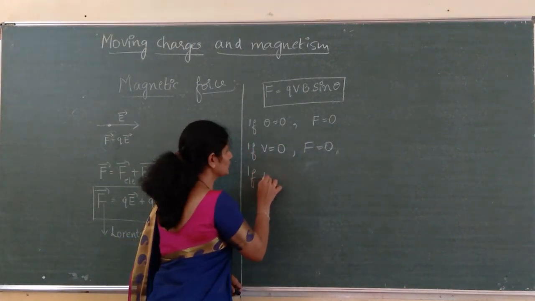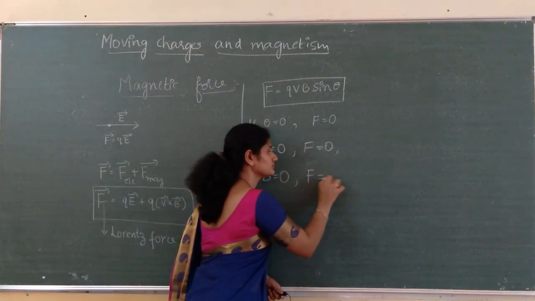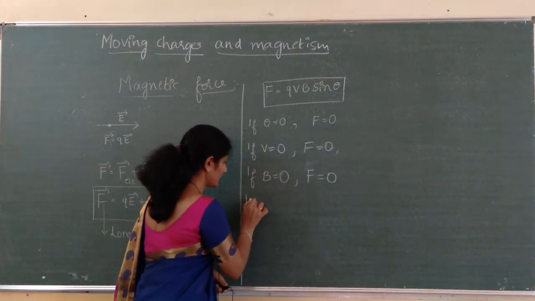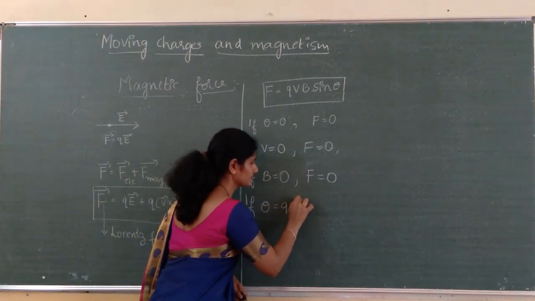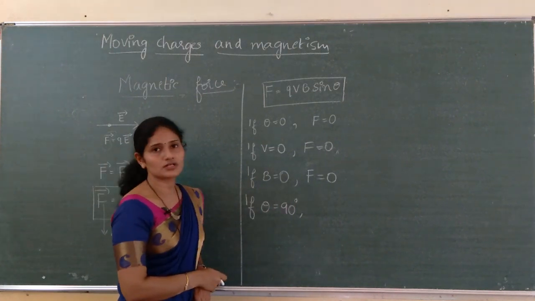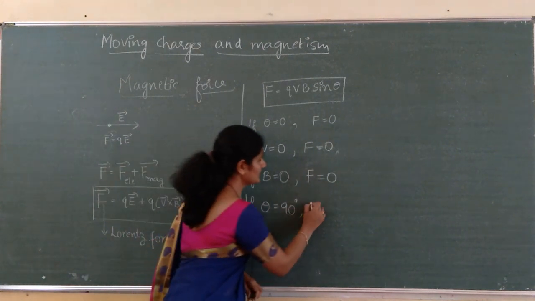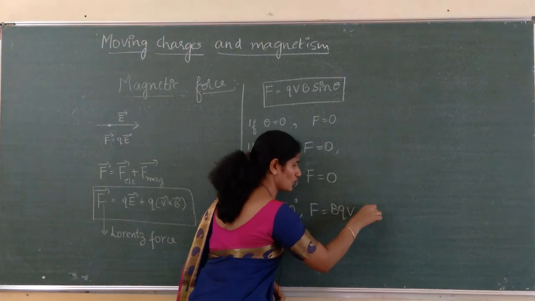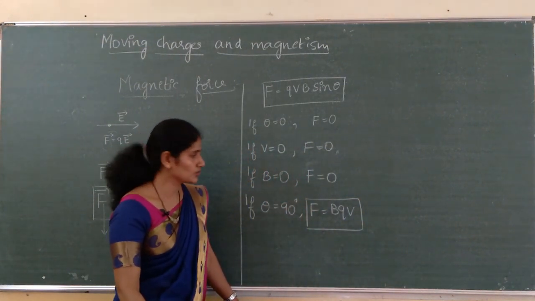If B is equal to 0, then also F is equal to 0. If theta is equal to 90 degree, sin 90, this is the maximum value for sine. Sin 90 is equal to 1. So, in that case F is equal to BQV into 1, no need to write it. So, F is equal to BQV.